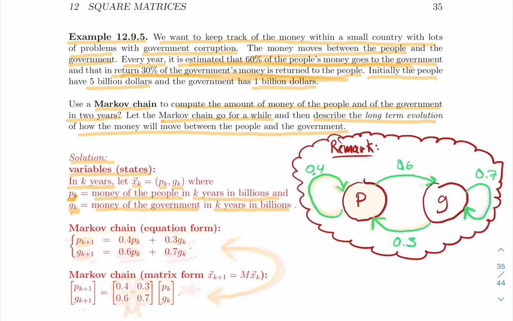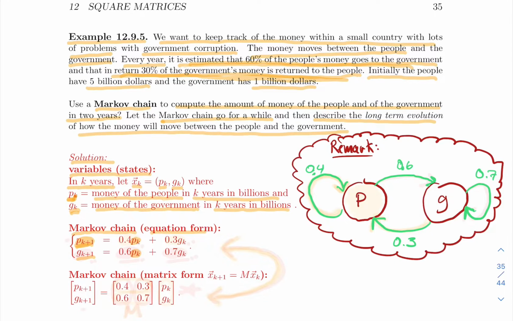So now let's construct the Markov chain in equation form. It's always the same structure. You're trying to compute what's going to happen next, so PK plus 1 and GK plus 1. And here you just need to be organized. If you start with PK, all equations need to start with P. You could also say, okay, I care about the government first. The order of the variables does not matter, but once you choose an order, you have to keep that order. So if you start with PK first, you can see that these two equations start with PK, and then you have your GK as the second variable.